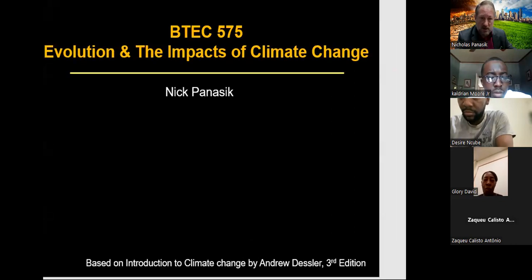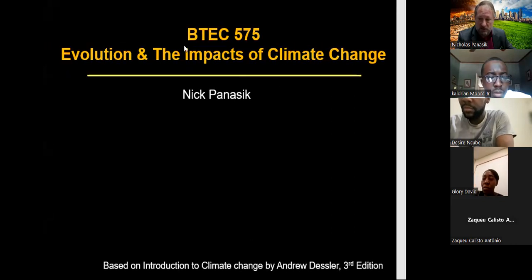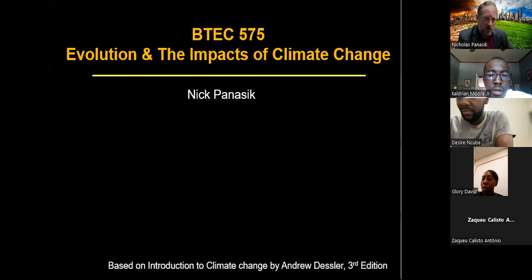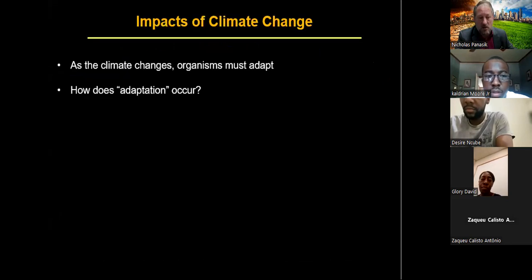So this really isn't related to a chapter in the book, but I think it's a good stepping stone of where we should go next. So we know that with climate change, if things are changing, especially if they're changing drastically, things are going to have to adapt, right? So how does that adaptation occur? How do organisms adapt to these kinds of changes? What's the mechanism for that?